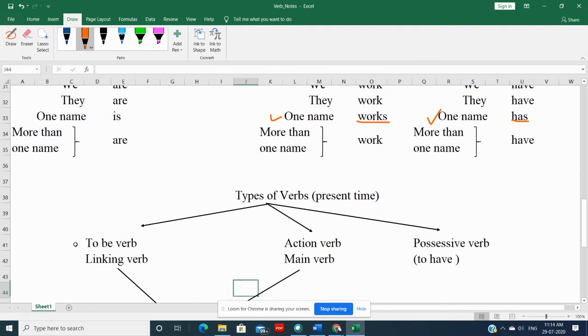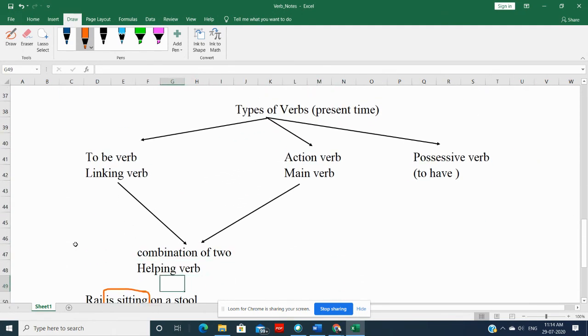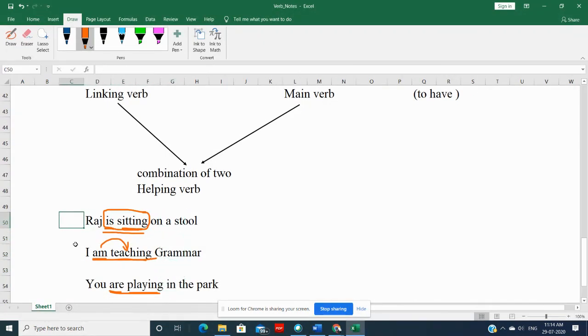दो ये जो कैटेगरी है टू बी एंड मेन वर्ब, उसको कंबाइन करके भी हम एक वर्ब बना सकते हैं, right? Depending on the situation and depending on the requirement of the time. For example, Raj is sitting on a stool or Raj is sitting on a chair, whatever it can be. So is sitting ये पूरा आपका एक verb है, but is यहाँ पे helping verb है और sitting यहाँ पे main verb है. Alright? I am teaching grammar. ये am teaching ये पूरा आपका verb है, ठीक है? This am teaching, this whole thing is your verb, but in this am becomes your helping verb because it's helping the main verb teaching.